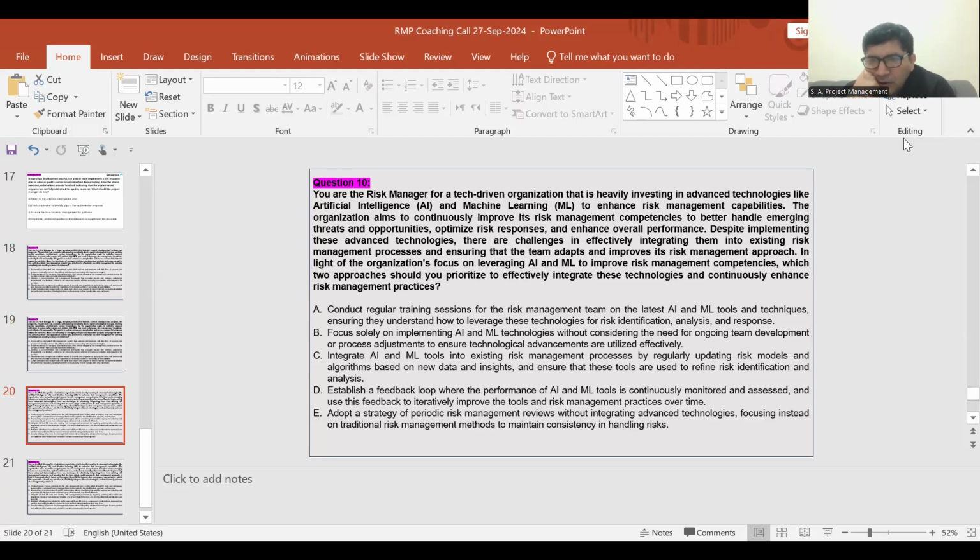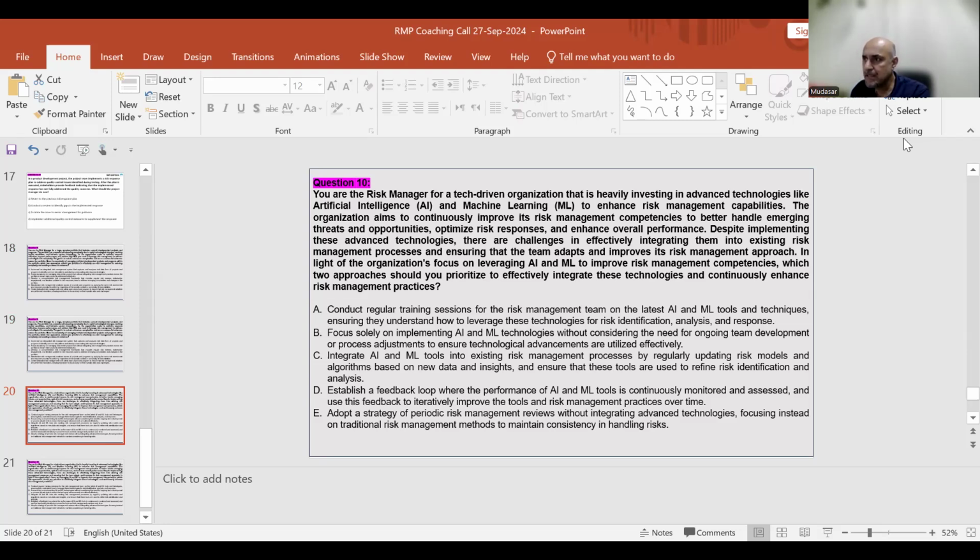Last question for this session. Yes, Mudassir bhai. Which two approaches should you prioritize to effectively integrate technologies and continuously enhance risk management practices? You're a risk manager for a tech-driven organization heavily investing in advanced technologies like AI and ML to enhance risk management capabilities. The organization aims to continuously improve its risk management competencies to better handle emerging threats and opportunities, optimize risk response and enhance overall performance. Despite implementing these advanced technologies, there are challenges in effectively integrating them into existing risk management process, ensuring that the team adapts and improves its risk management approach. In light of organization focus on leveraging AI and ML to improve risk management competencies, which two approaches should you prioritize to effectively integrate these tech and continuously enhance risk management practice?